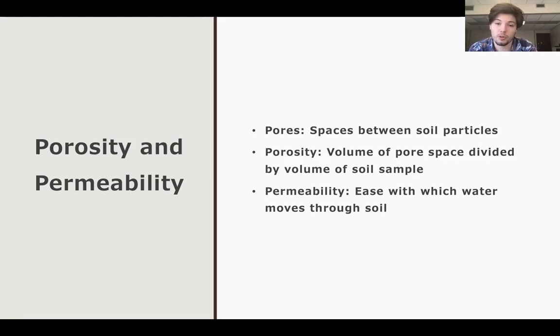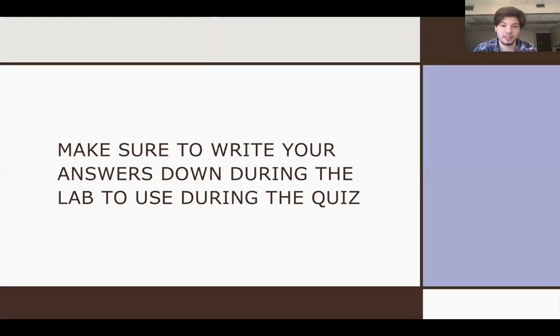It's important to know that porosity and permeability are not interchangeable terms. And finally, and I really want to stress this for this week, especially because it wasn't as important last week, make sure to write down your answers during the lab and to have those available for you on the quiz. There are going to be questions on the quiz that you might not be able to figure out without information from the lab. So you're going to want to have those answers written down and available for you at the time.